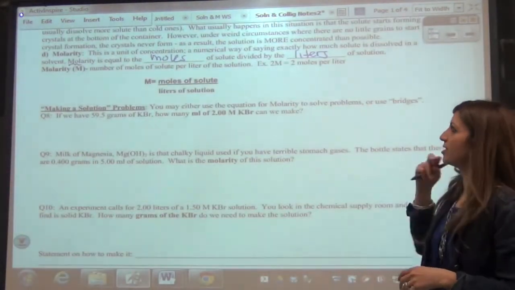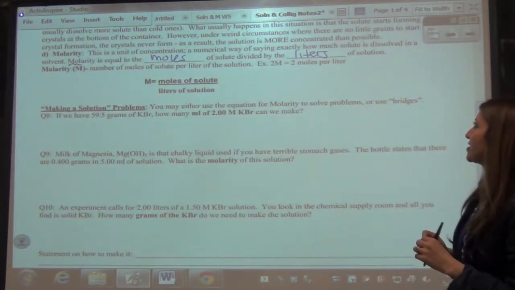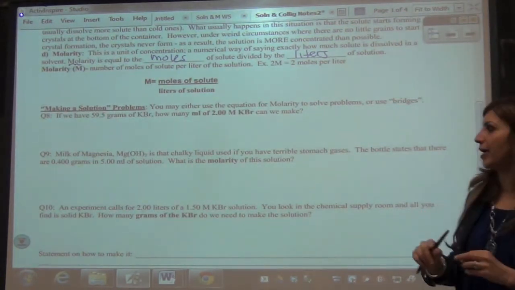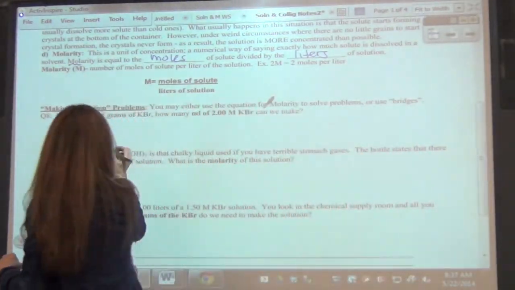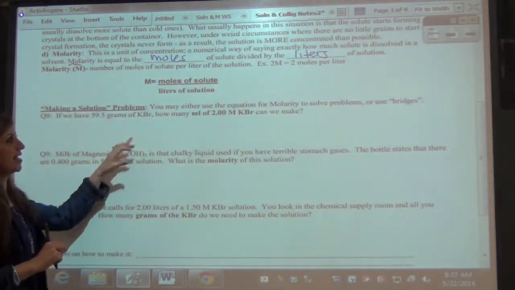So making a solution. You may either use the equation for molarity to solve the problems, or you can use bridges. All right? So we're just going to use this equation here. It's really easy to use. We have 59.5 grams of KBr, potassium bromide.